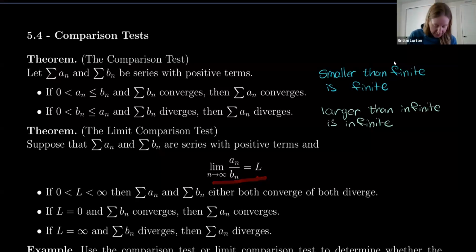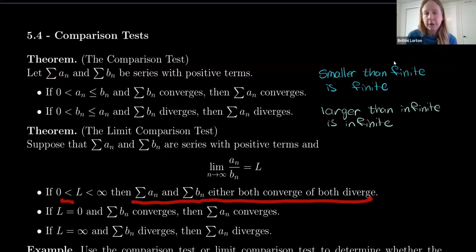If that limit is a non-zero finite number, so somewhere between 0 and infinity, but strictly not equal to 0, then a sub n and b sub n have the same property. They either both converge or they both diverge.